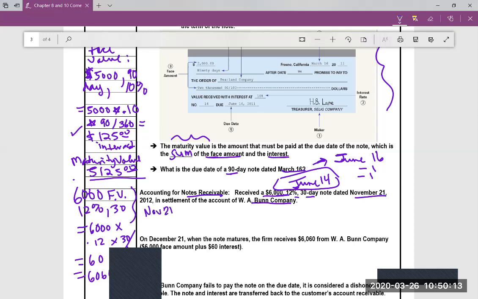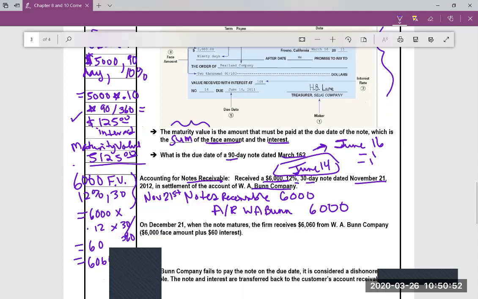So it's November 21st. What we're going to do is debit notes receivable for 6,000, and credit AR W.A. Bunn Company for 6,000. So notice here, on the very first day, we have simply converted it. We have debited notes receivable to set up a new notes receivable in the amount of 6,000. We have credited the AR W.A. Bunn account. So we have converted their accounts receivable to a notes receivable. No time has passed, so no interest has accrued on this.